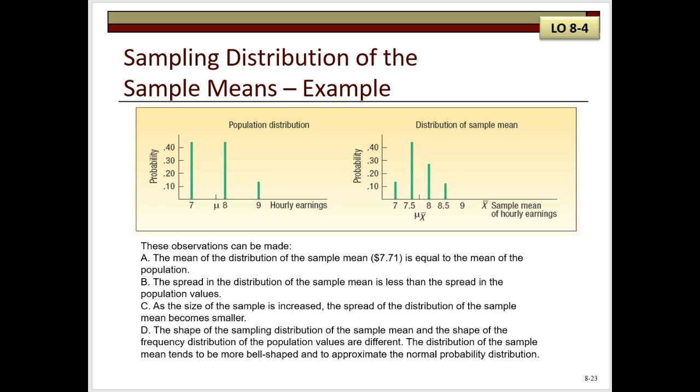Number 3, the shape of the sampling distribution of the sample mean and the shape of the frequency distribution of the population values are different. The distribution of the sample mean tends to be more bell-shaped and to approximate the normal probability distribution.